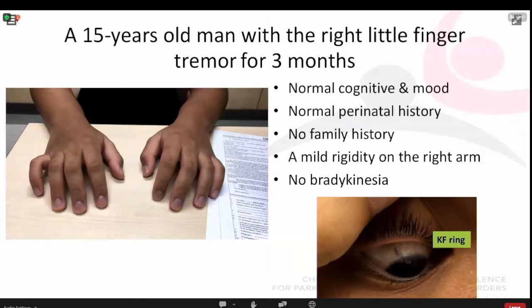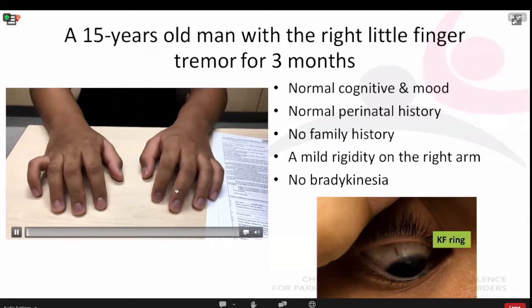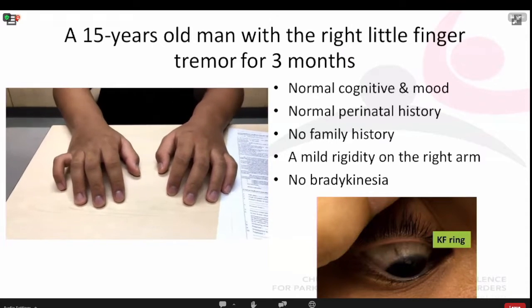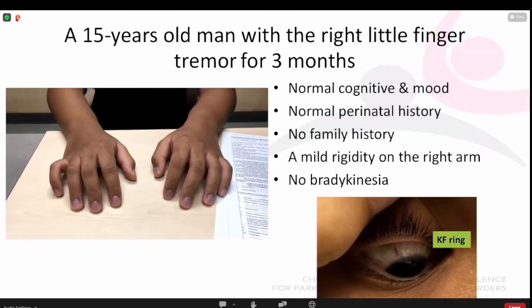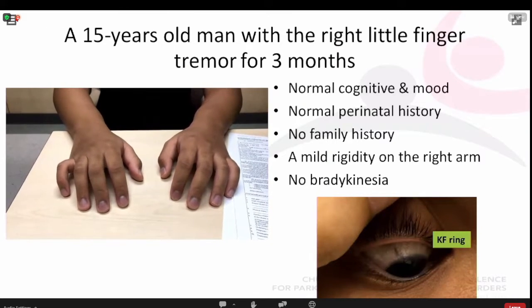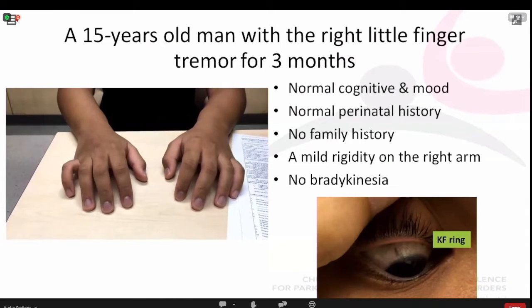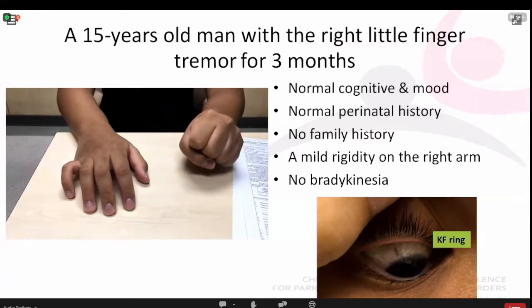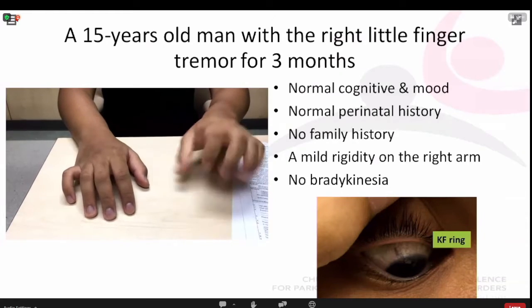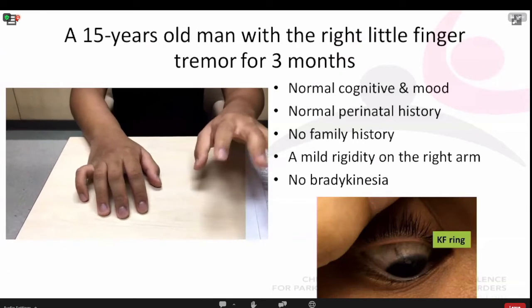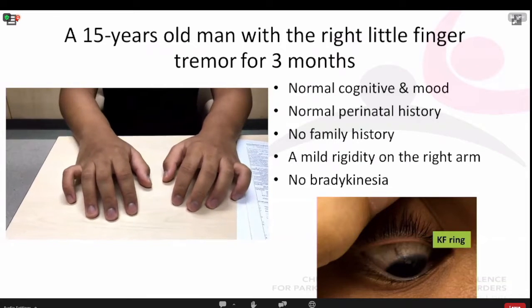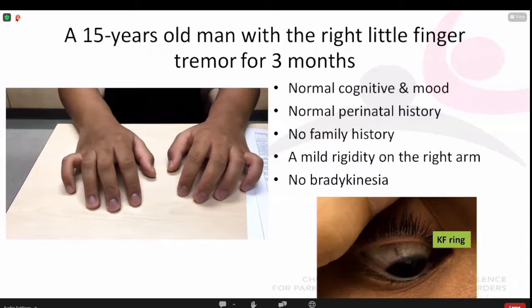And the next case, I have the answer. He is a 15-year-old boy with a history of right little finger tremor. He only complained of this tremor on his little finger for 3 months. He also has normal cognition and mood, normal perinatal history, and no family history. But on examination, apart from the tremor that you see in this video, we found very mild rigidity on the right arm.